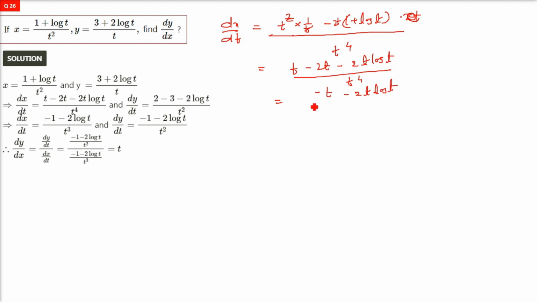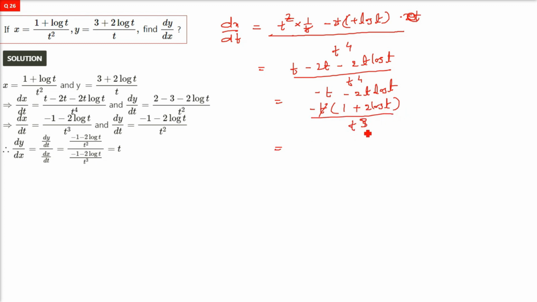So I am taking minus t outside from the numerator. It will be 1 plus 2 log t. And in the denominator you have t to the power 4. You can cancel this also. t cube it will be. So this is your dx by dt. And we are going to use it just now.